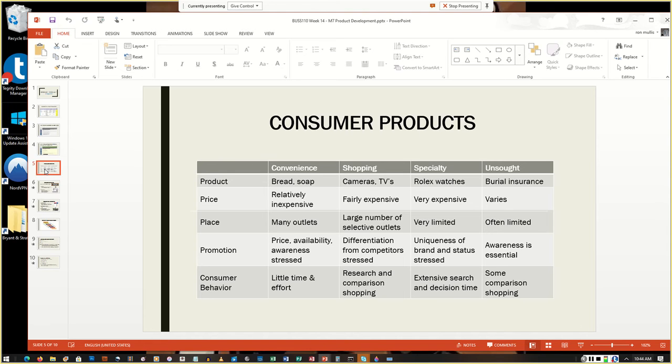For a photographer, a camera might be a specialty product instead of a shopping product because they may be loyal to a certain brand or a certain camera type. So it's very important that they get the camera they want and the different features that they want. Any questions?